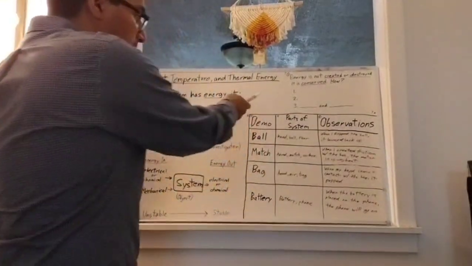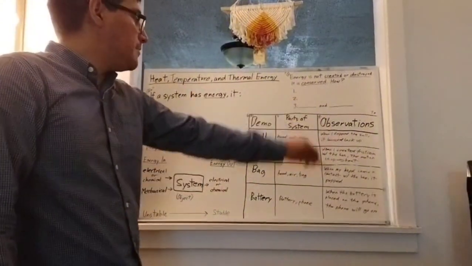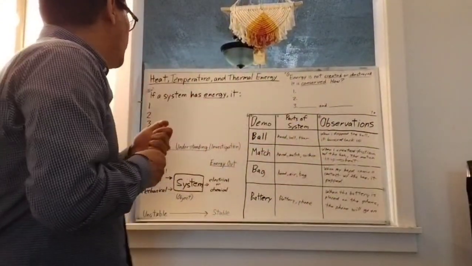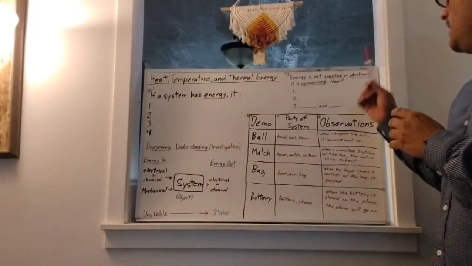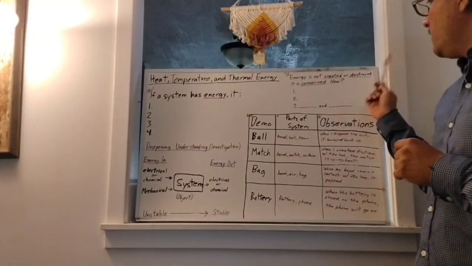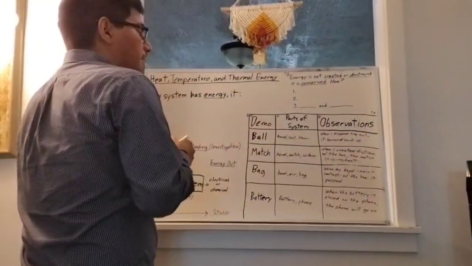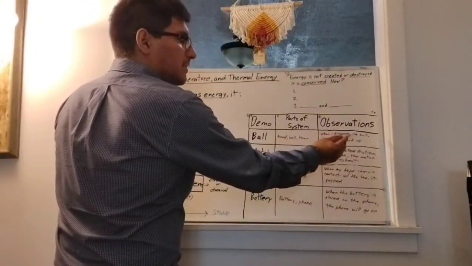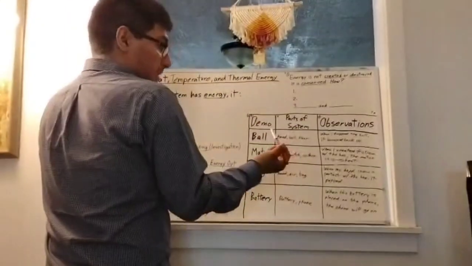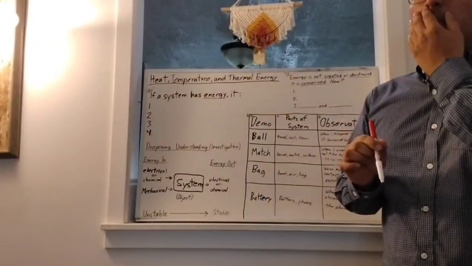All right, so now that we went over the parts of our system, our 4 demonstrations, and our observations when we applied the activity, what can we say about the energy? So here we have the energy is not created or destroyed, it is only conserved. How? Well, as we observed here, the energy was first. So when we dropped the ball, for instance, what happened to the energy? Do you want to have a quick discussion with your partner to see what happened with the energy?